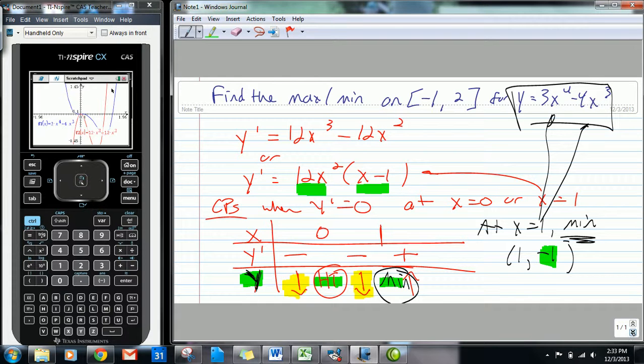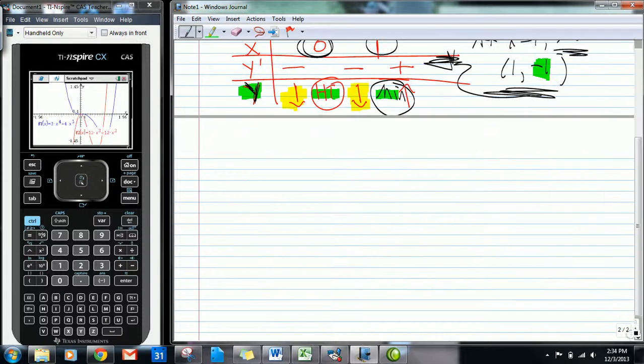So where is the max? Here's the calculus that verifies the minimum. But what I want to know is where the max is. I'm guaranteed there's got to be a min or max somewhere on this closed interval. It's not at either of the two critical points. At 0, it's nothing. At 1, I have a minimum. So where's it got to be? The endpoints. So I'm going to plug the two endpoints, -1 and 2, into the function. And whichever one is higher is going to be my max.